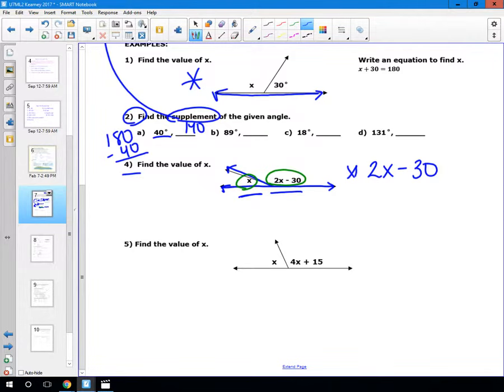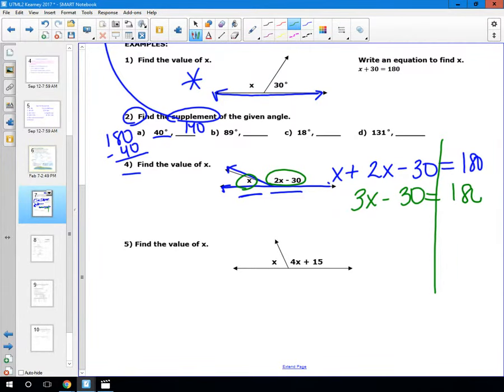So x plus 2x minus 30, and they should add up to equal 180. And now what do you see that you have? So you just have an equation, so we just need to go in and solve it. So I'm going to draw my line. Do you see anything that you can simplify? Yeah, you can add x plus 2x and you get 3x. Minus, bring down that minus 30, bring down your equals 180. And now you have a basic two-step equation.